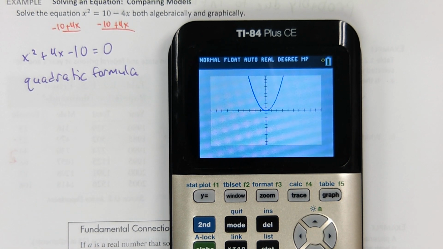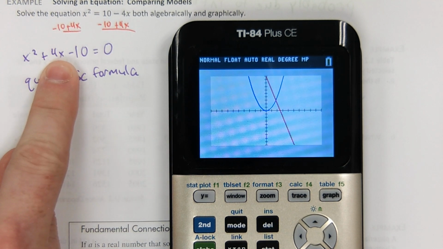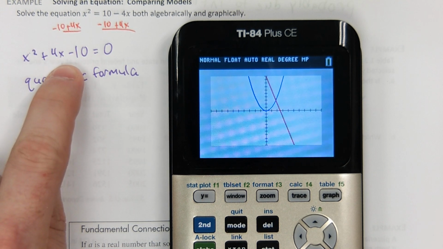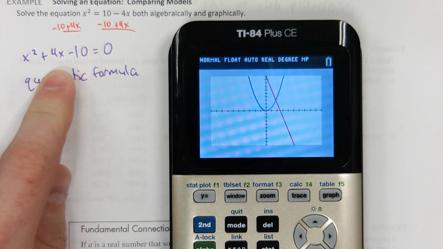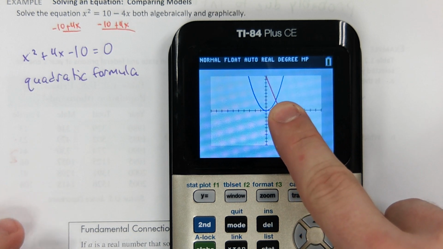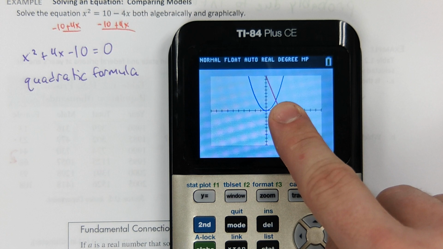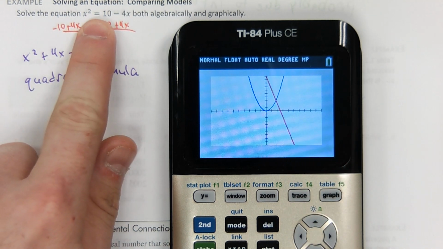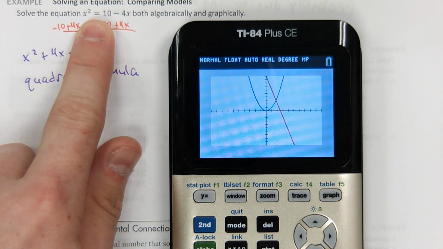There's x squared. There's 10 minus 4x. Now this is a quadratic. It would have 2 solutions. Solutions are places in space where graphs intersect. And that is an Algebra 1 and Algebra 2 standard that the student understands that when you solve an equation like this, you're literally finding the places in space where those graphs intersect.